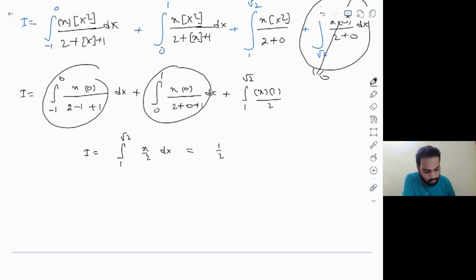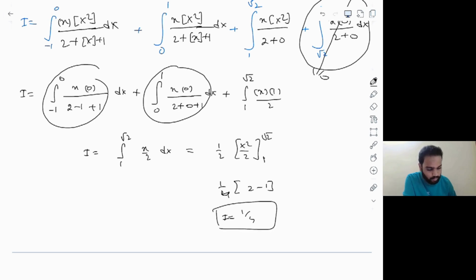Now you know what to do. 1 by 2 into x square by 2, where limits are from 1 to root 2. So if you substitute, 1 by 2 times 1 by 2 times of 2 minus 1. That is finally 1 divided by 4. So this is your value of I, which is 1 by 4.